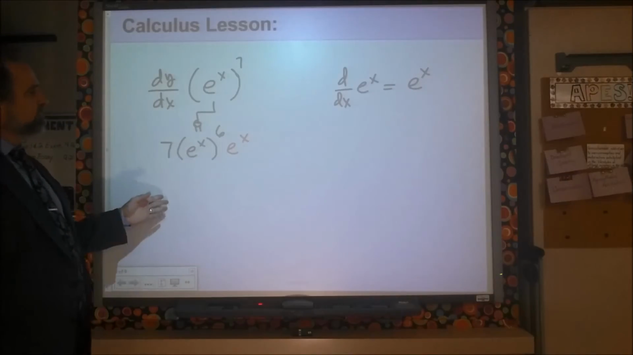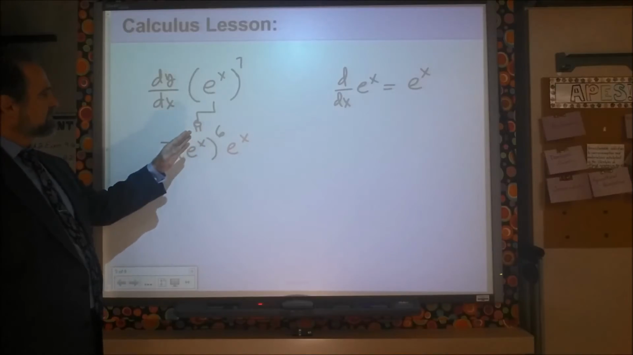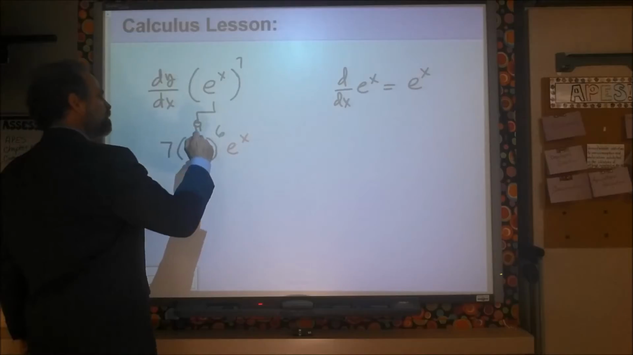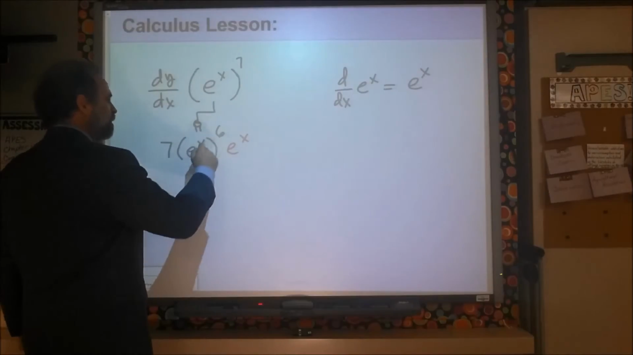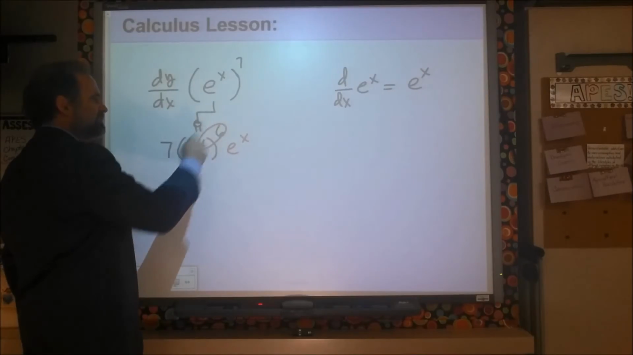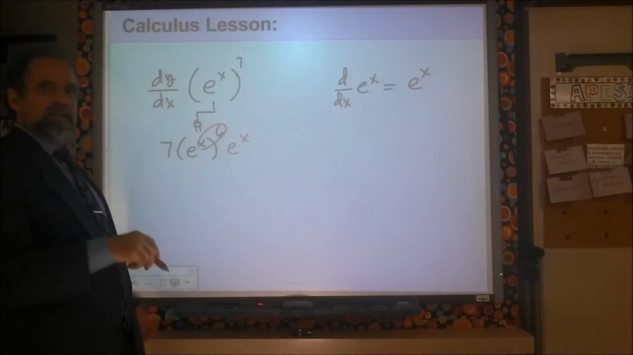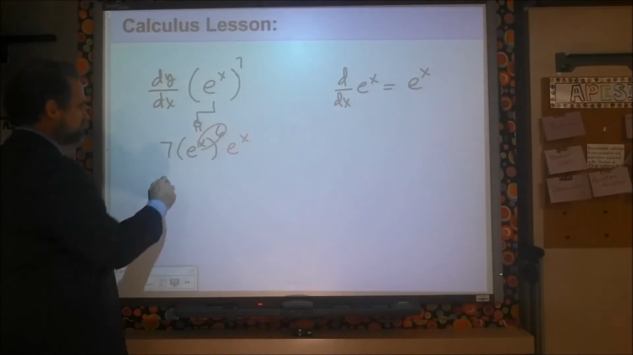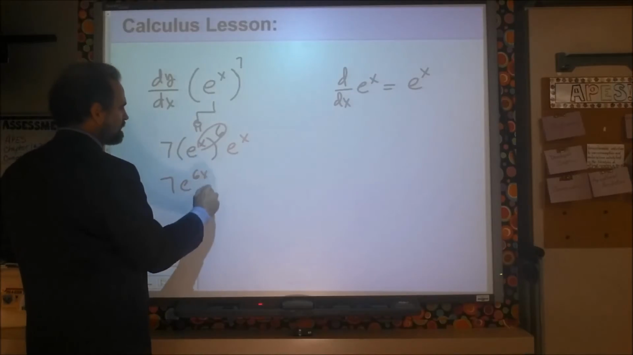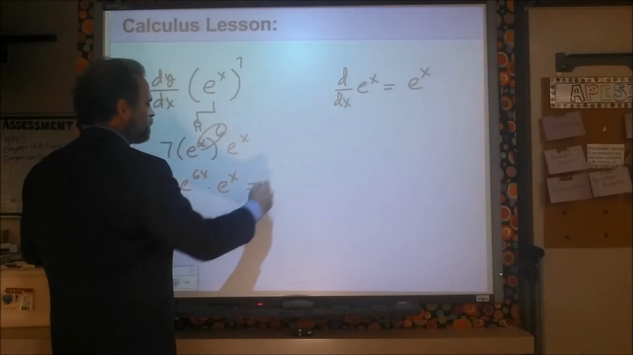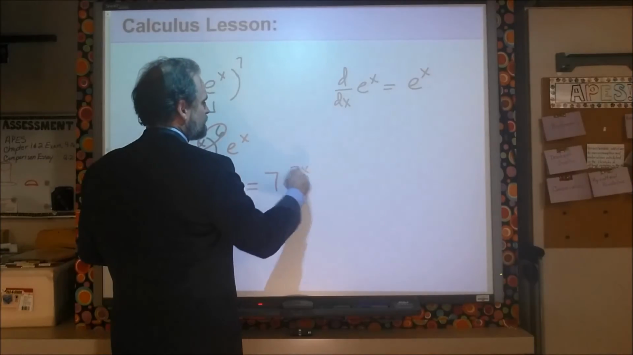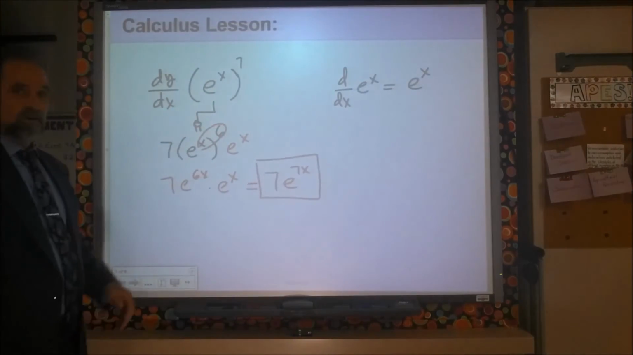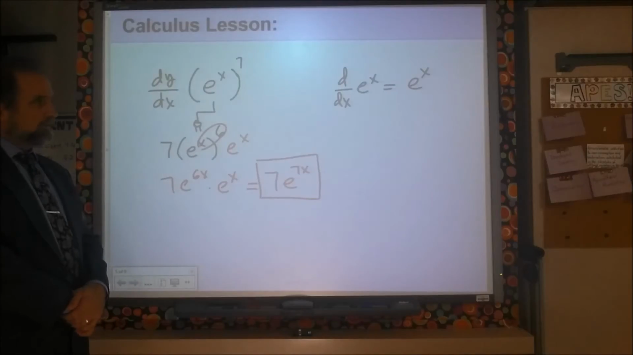So that's the answer, but when I have e to the x to the 6th times e to the x, let's think about what it means when I raise a power to a power. It means that I have that thing 6 times. E to the x times e to the x times e to the x, and so on. So that's e to the 6x. So I have 7e to the 6x times e to the x, which is 7e to the 7x. So when you've got these e's, it's messing with you a little bit, right?